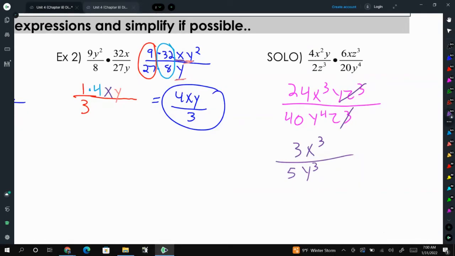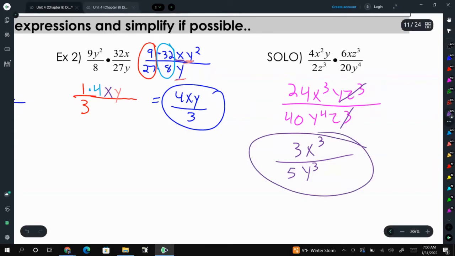All right, so you see in this one, I did multiply 4 and 6 to get 24, and then 2 and 20 to get 40, because I knew that I could simplify 20 over 40 pretty easily, dividing the top and bottom by 8. So I'm just going to show you that both ways work. And then I simplified my variables to get 3x to the third over 5y to the third.